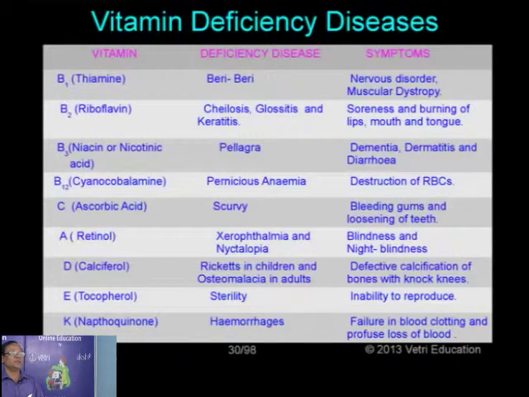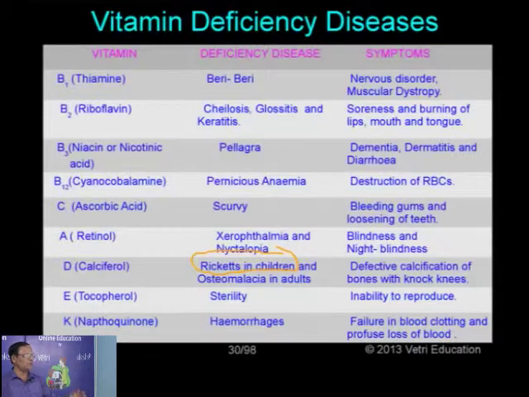So we have two kinds of disorders, one in the case of children and one in the case of adults. In children the disorder is called rickets, and in adults it is called osteomalacia. Rickets in children and osteomalacia in adults.